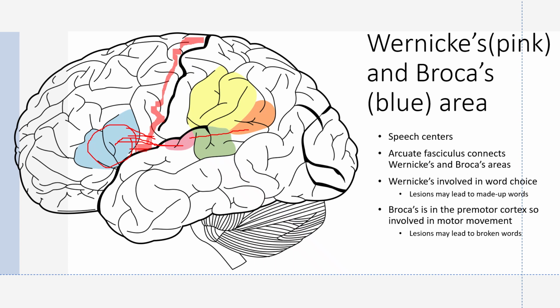Now, if you have a Wernicke's area lesion, and the Wernicke's area is here, you'll choose words that are incorrect, but they sound properly, and the pattern of the word should be relatively good.